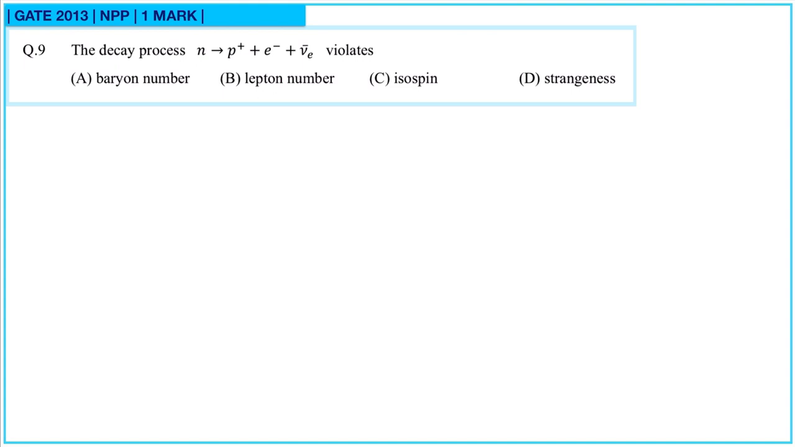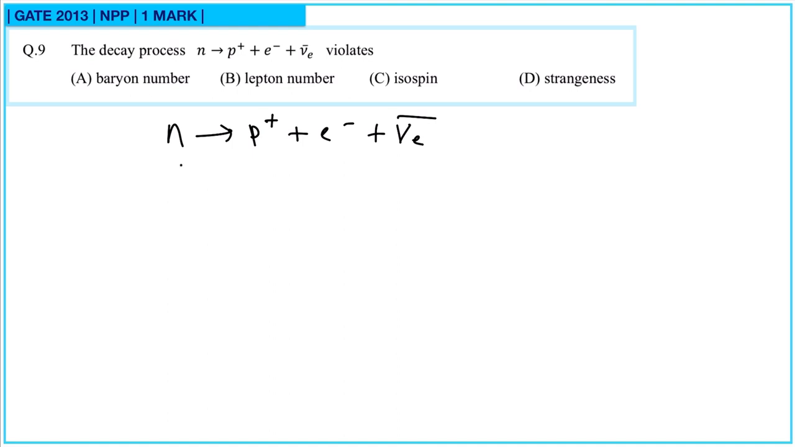Question number 9. The decay process is given, and it violates which conservation law? So n goes to proton, electron and neutron. So this is given. Now first of all, let us calculate all this for these options.